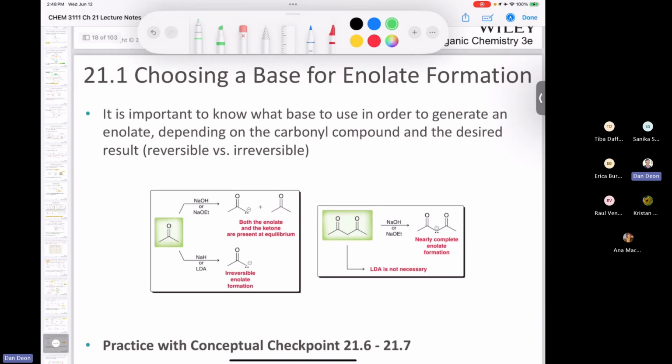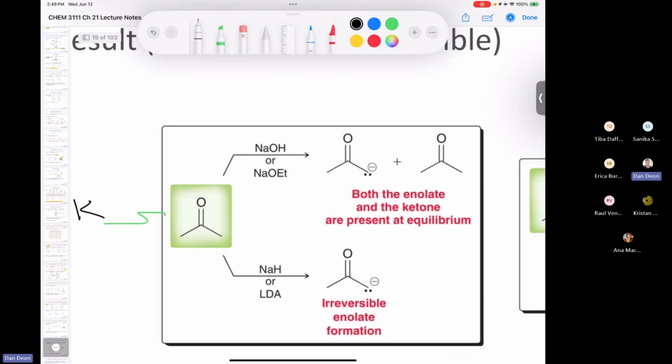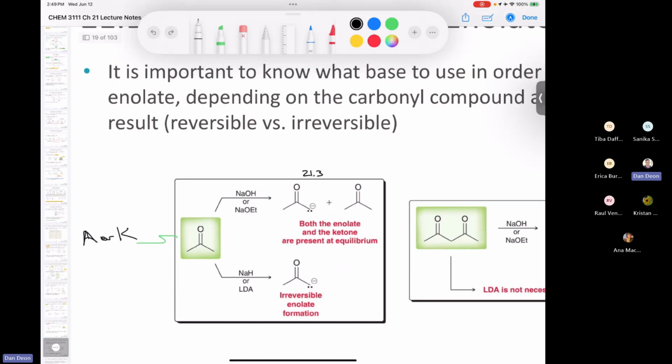All right. So what's the conclusion? The conclusion is this. If we have an aldehyde or ketone, and you want to do partial deprotonation, you would use a base like sodium hydroxide or sodium methoxide. That way you're going to have the enolate and the ketone or aldehyde form together, right? And again, I said we are going to discuss this at length in section 21.3. If you use a really strong base like sodium hydride or lithium diisopropylamide, you get irreversible enolate formation, so you only have the enolate, nothing else.